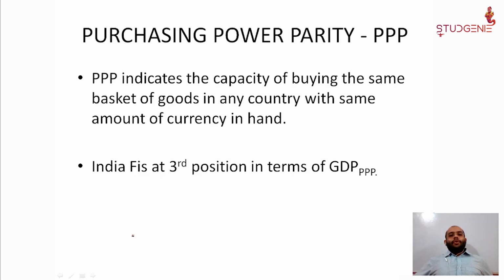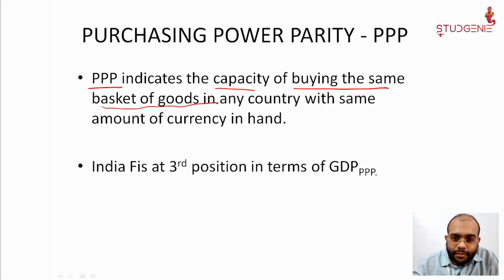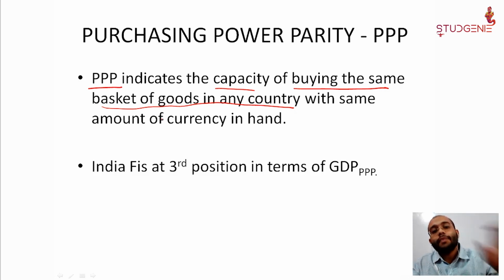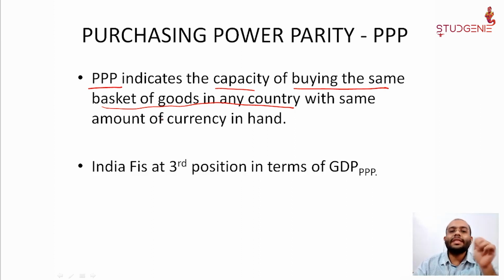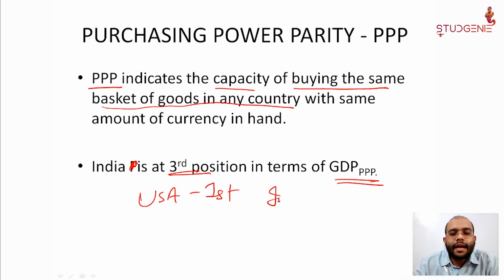Now we will look into purchasing power parity. What is meant by purchasing power parity? Triple P, purchasing power parity, indicates the capacity of buying the same basket of goods in any country with the same amount of currency in hand. India is standing at third position in terms of GDP at triple P. USA is at first and India is at third in terms of GDP at triple P.